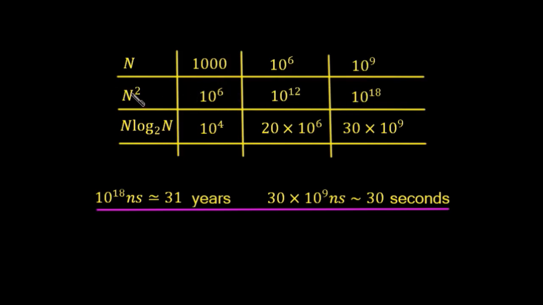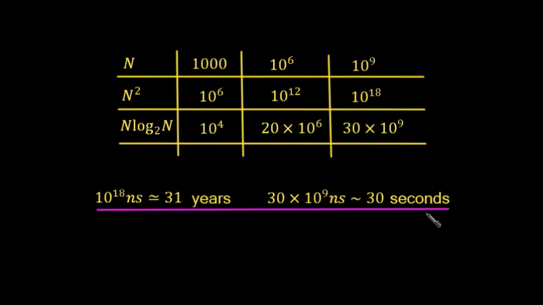But if we were to use the fast Fourier transform algorithm, then this 10 to the 6 would actually become 10 to the 4. The 10 to the 12 would become 20 times 10 to the 6, and the 10 to the 18 would become 30 times 10 to the 9. Now to put that into perspective, let's say each of the multiplications was to take 1 nanosecond. That would mean that this 10 to the 18 would be 10 to the 18 nanoseconds, which is approximately equal to 31 years. And this one here would be 30 times 10 to the 9 nanoseconds, which is approximately 30 seconds.